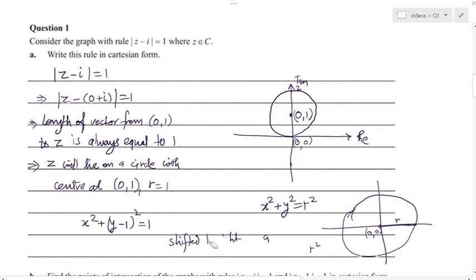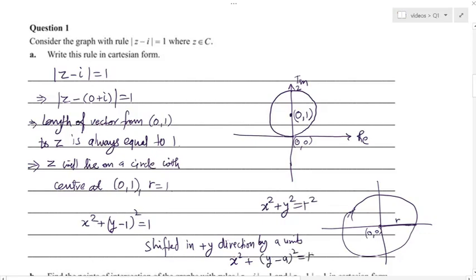What if you move this circle in the positive y direction? If shifted in the positive y direction by a units, then obviously the new, translated circle you can get by replacing y with y minus a.